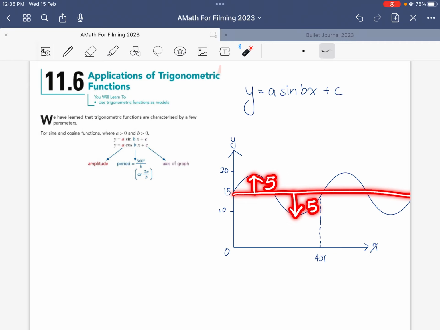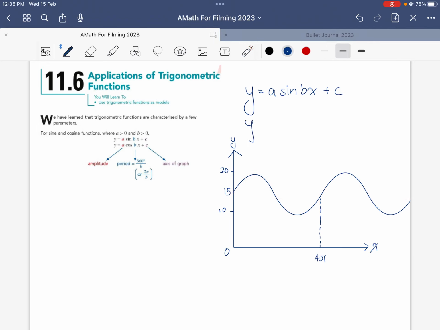So in this case, my A value is the amplitude, the maximum displacement from the central line, which is 5 units. Hence, for my graph here, y is 5 sine bx plus c.